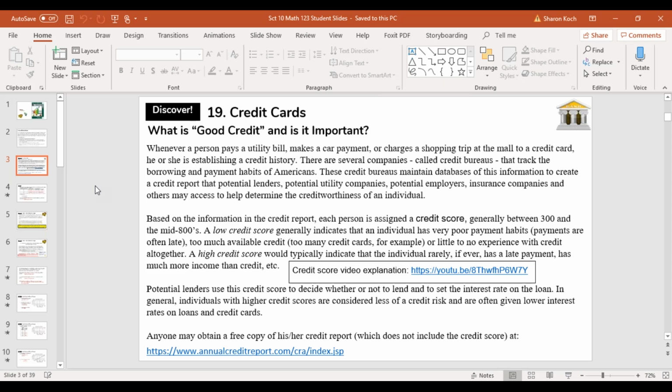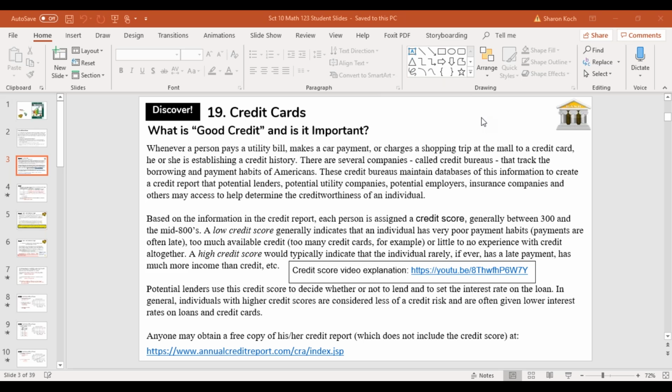Now, there are credit bureaus that maintain how creditworthy you are. Credit scores are a number that's assigned to you based on your creditworthiness. In other words, how good you've been at paying your bills on time, if you've skipped anything or whatever. Generally, they're between 300 and about 850, something like that. And the higher the credit score, the better your ranking is.